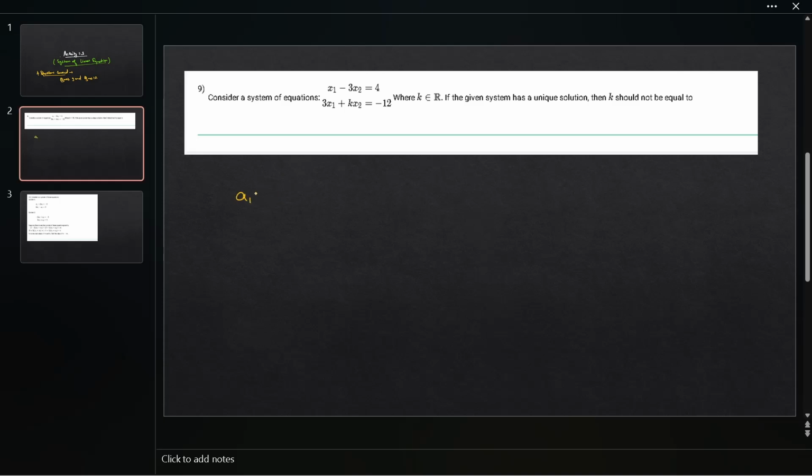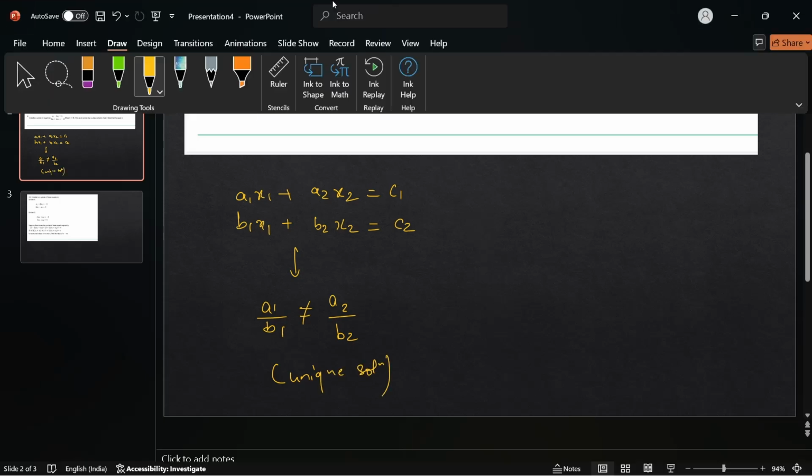So let's say we have a1x1 plus a2x2 equal to c1, and we have b1x1 plus b2x2 equal to c2. Then if you want to get the unique solution, then a1 by b1 must not be equal to a2 by b2. In this case, you will get a unique solution. So we will be using the same method here as well.